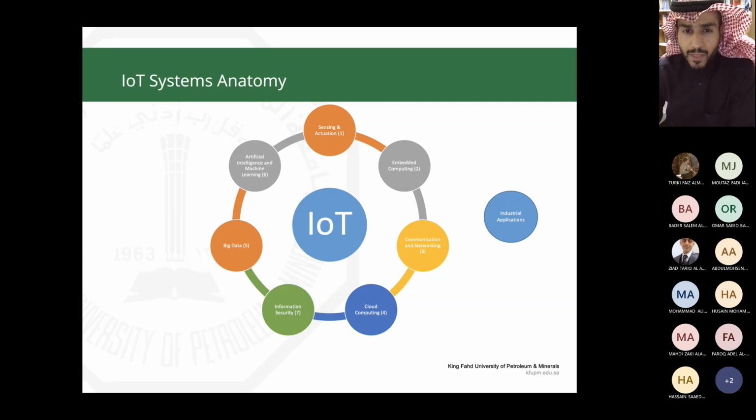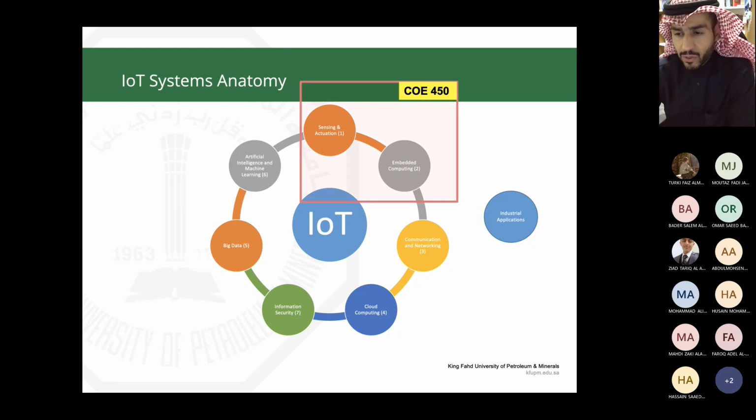So as you see on top, there is sensing and actuation and embedded computing, meaning learning about sensors and how they operate and how you characterize sensors and know their limitations, and also understanding how to connect sensors to embedded systems, something like Arduino or ESP32 and other embedded systems, which allow you to interact with the sensors and read data from the sensors. All this is covered in the first course, which is called Smart Systems or COE 450.